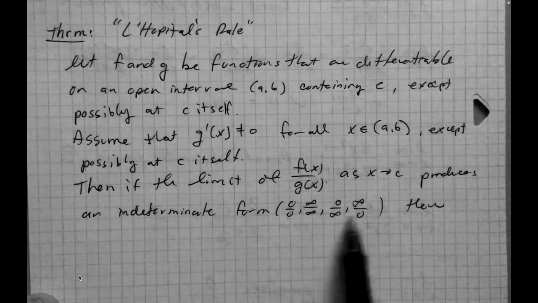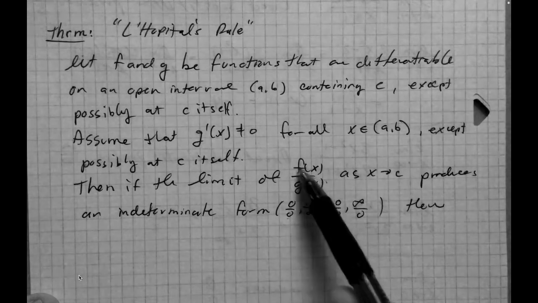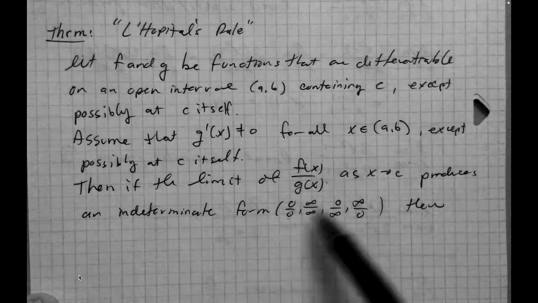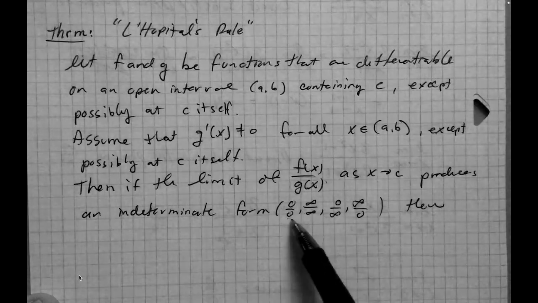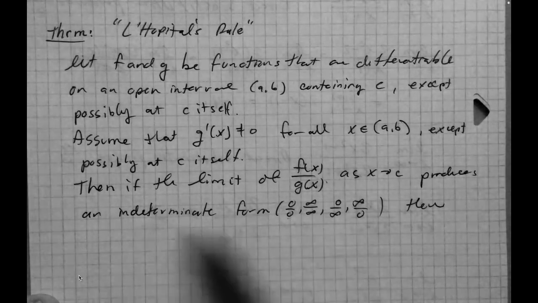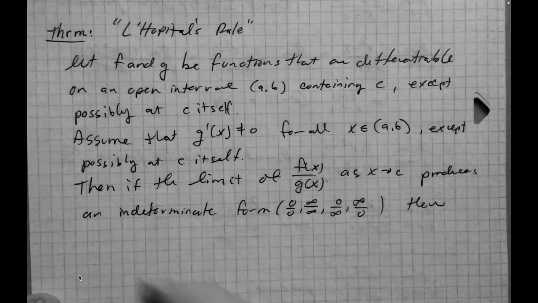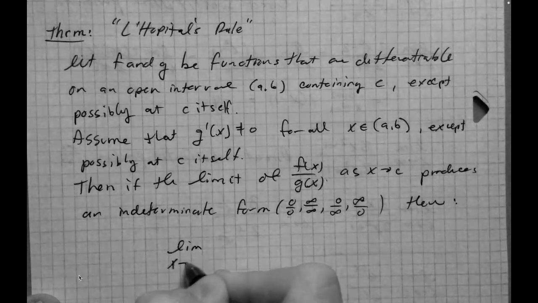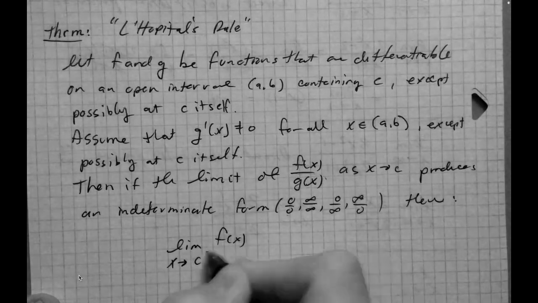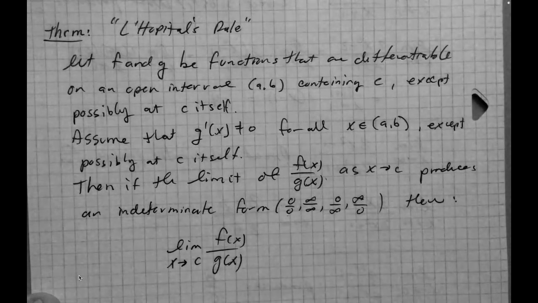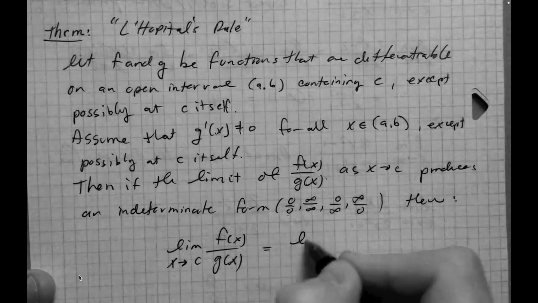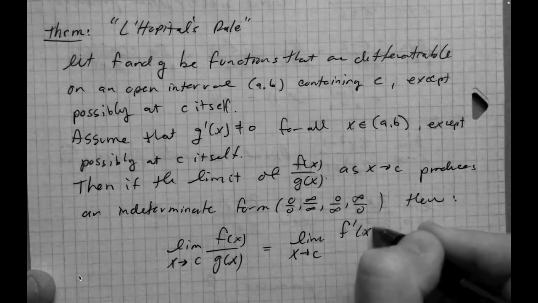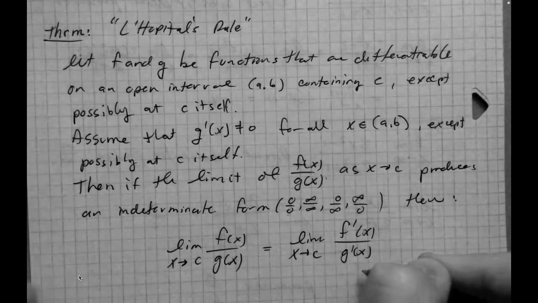right? So if you have this problem, kind of like we've seen in the previous examples where you've got f over g, and when you evaluate the limit directly, you get an indeterminate form, 0 over 0, infinity over infinity, whatever. If that's the case, then the limit as x approaches C of f of x over g of x will actually be equal to the limit as x approaches C of f prime of x over g prime of x.